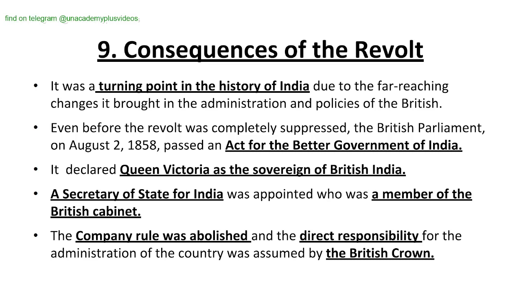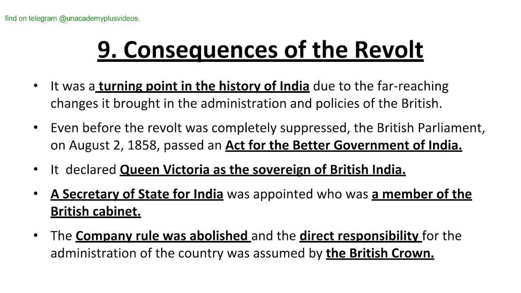Consequences of the revolt of 1857. It was a turning point in the history of India due to the far-reaching changes it brought in the administration and policies of the British. Even before the revolt was completely suppressed, the British Parliament, on August 2, 1858, passed an act for the better government of India. It declared Queen Victoria as the sovereign of British India.